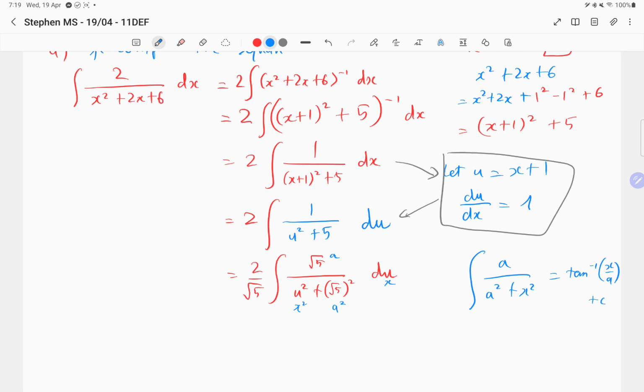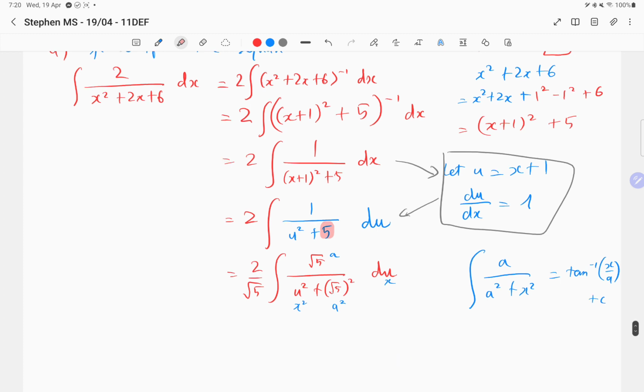Why don't we just make the top 5 and then the bottom 25? Because how can you make this one into 25 without changing u? You have to times it by 5, but then it will be 5u squared. You want u squared, so you need to get it in there. So you can't change the bottom. The bottom is fixed. You're trying to make it into the formula. So the top is the one that has to be changed so that it matches the bottom. That's why this one is root 5, because the bottom is root 5 squared. So this is root 5 on top, and that's your a value.